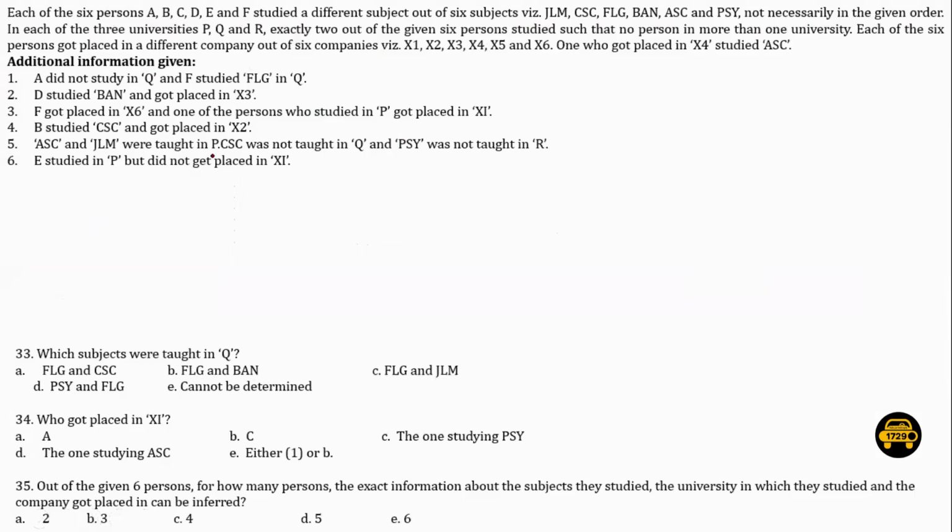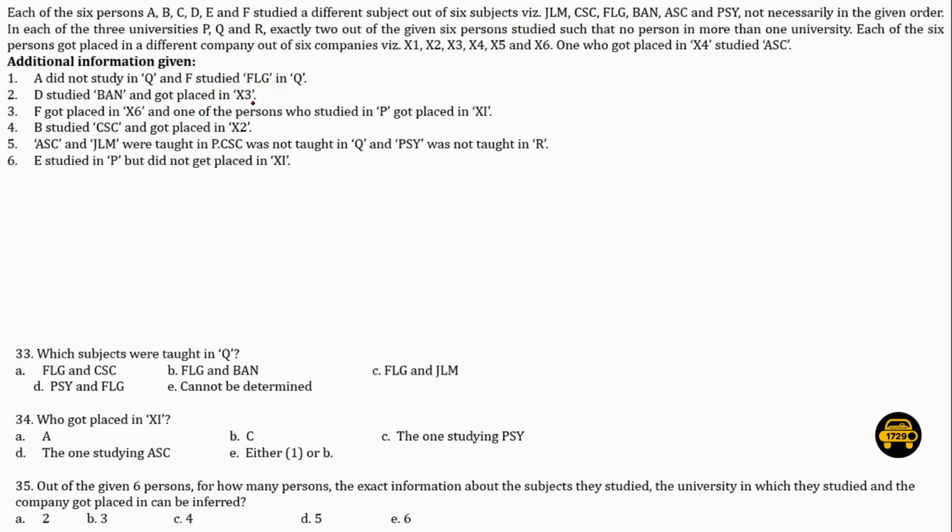All right, so let's have a look at this. This is a basic puzzle of logical reasoning. So let's read out the information first. There are 6 persons, A, B, C, D, E, and F, and they studied a different subject out of 6 subjects. The subjects are JLM, CSC, FLG, BA, NASC, and PSY. Of course, not necessarily in the given order.